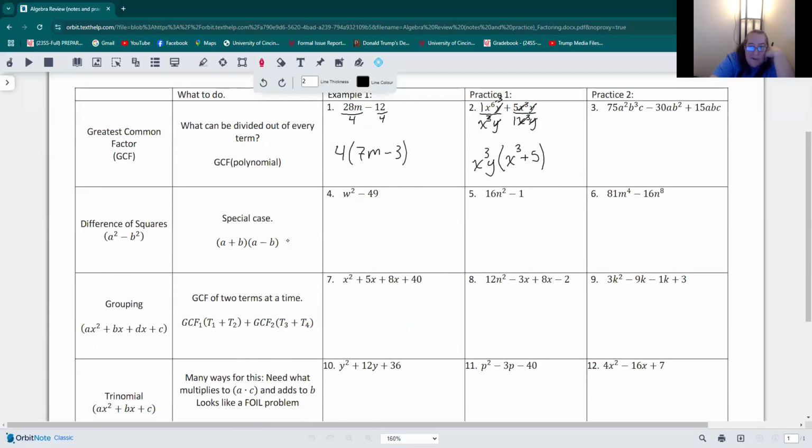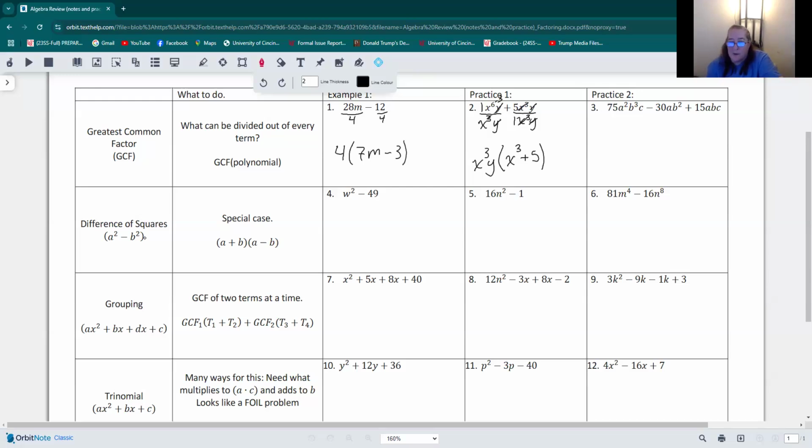The next type of factoring that we do is the difference of squares. These are special case trinomials. It is just a formula that, for the most part, people like, so we do teach it kind of formulaically. So when I have a difference of squares, I have a perfect square, something with an even exponent. Coefficients would be your perfect squares.